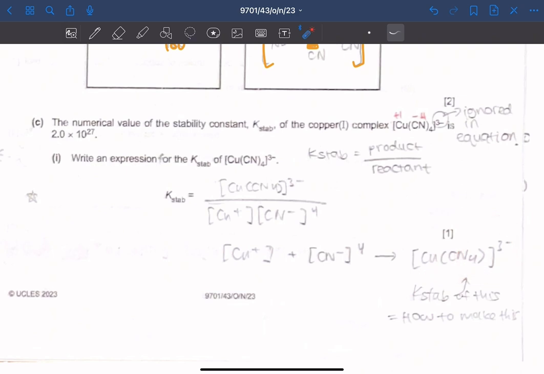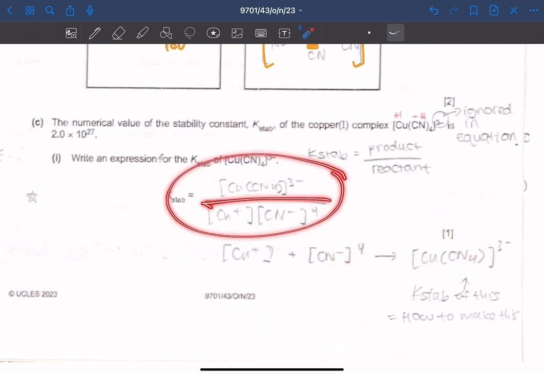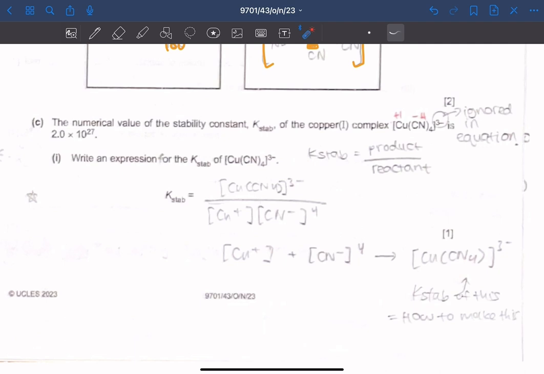So for every constant that we learn, it's always product over reactants. So we do products over the reactants, as you can see here. Okay, this question is pretty simple. Okay, moving on to the next question.